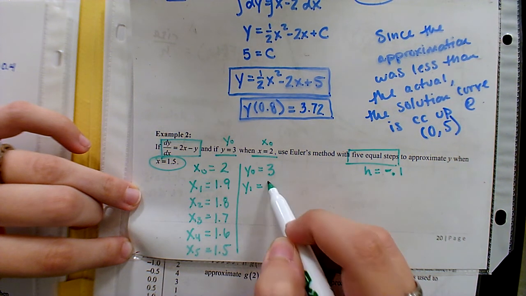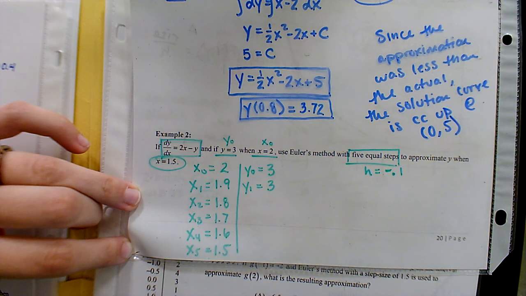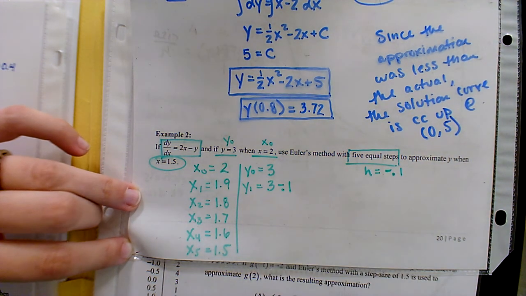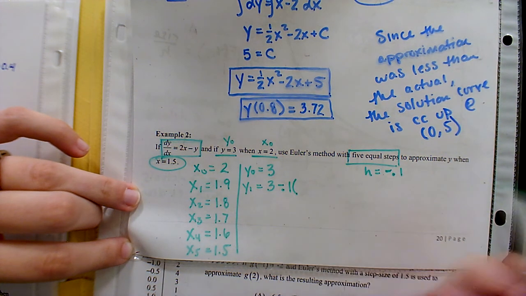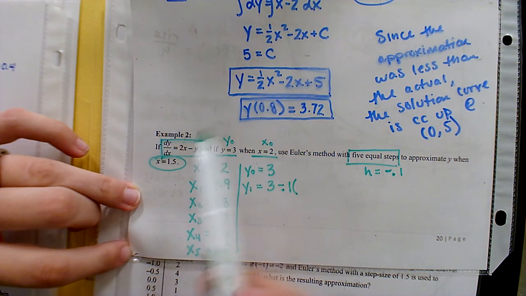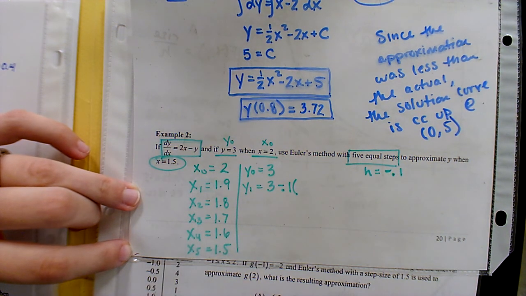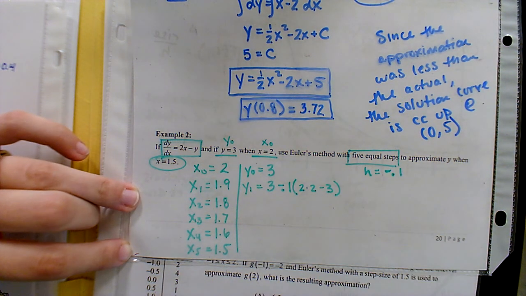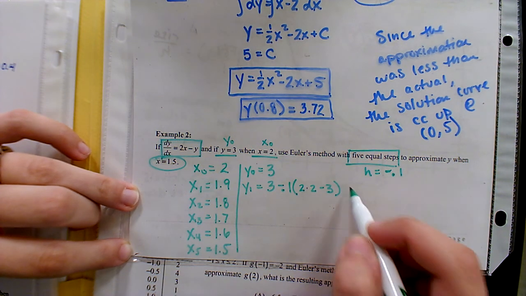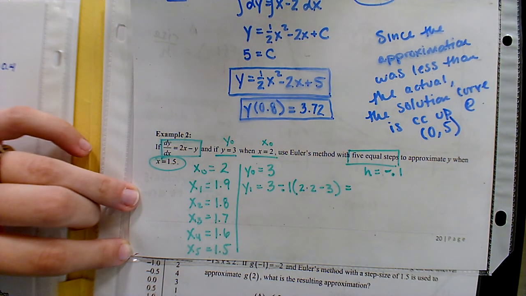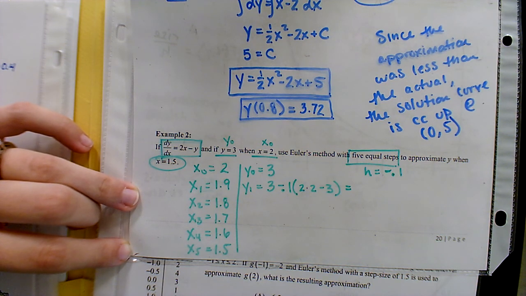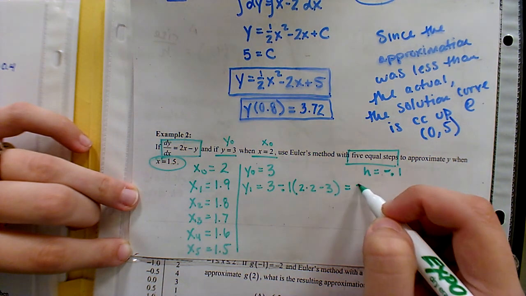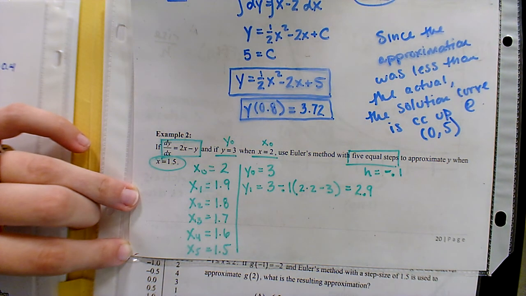To figure out the next y value, we have to take the previous y value plus the step, but notice how we'd be adding a negative, so that we'd have to subtract 0.1. And then we have to multiply that 0.1 by the slope from the previous point. So notice how your slope equation has an x and a y in it. So you have to take the x value and the y value from the previous point to plug in there. So we would have 2 times 2 and then minus 3. So it might take some calculation, but you can go ahead and figure out your new y coordinate. I think you get 2.9, right?